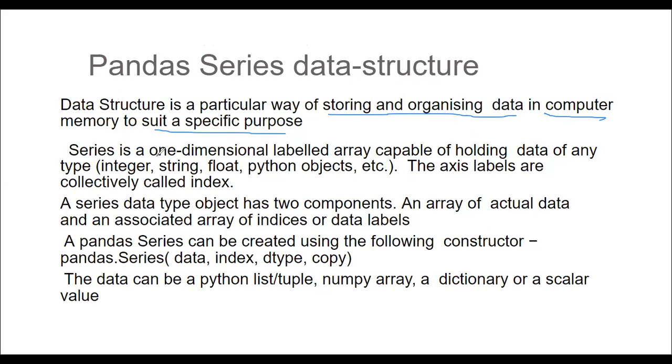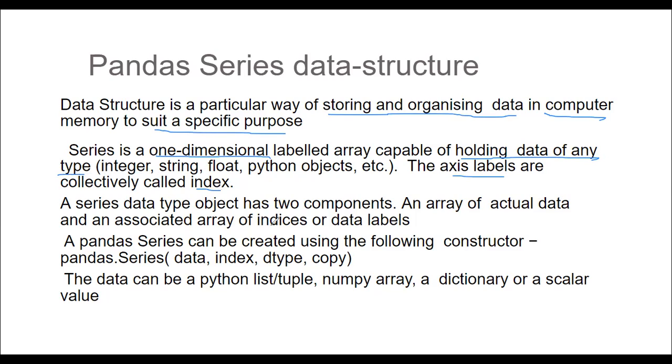So series, as I informed you in the beginning itself, is a one-dimensional labeled array capable of holding data of any type. So there we have seen, integer means all data should be integer or string means all data should be string. Okay, the access labels are collectively called the index. Whatever access label we are giving, they are collectively called the index.